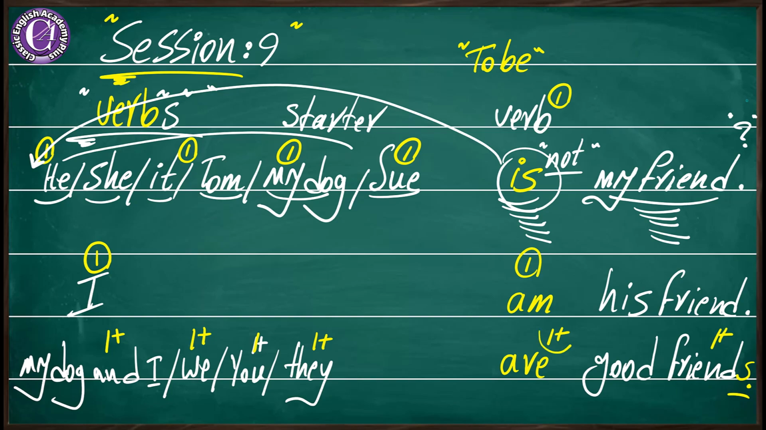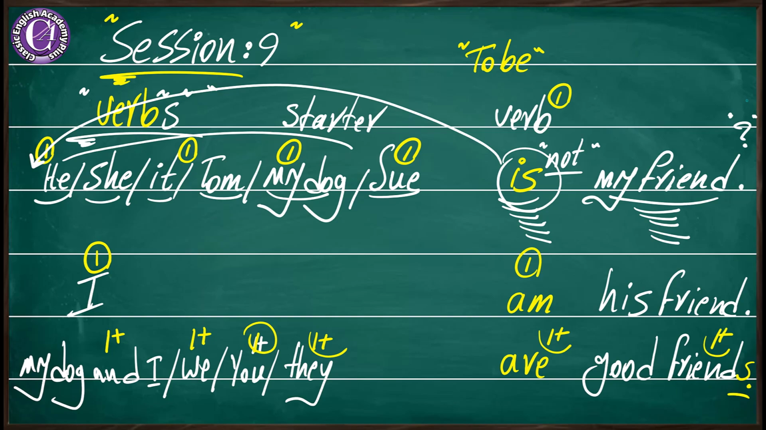Are for more than one person, my friends for more than one person, and we have the subject. They are good friends. You are good friends, because I'm talking about you as more than one person. We are good friends. My dog and I are good friends. Very, very easily. We talked about this in last sessions.